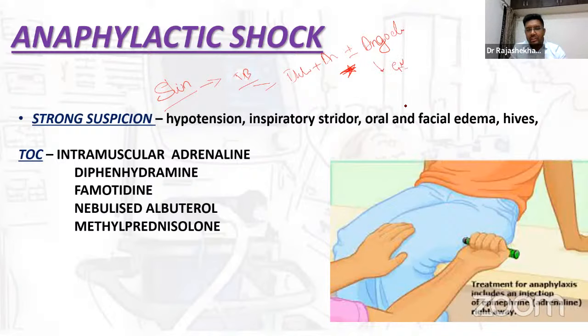Along with this, there are respiratory manifestations due to sudden severe bronchospasm, and severe vasodilatation due to sudden stimulation of the mast cells releasing vasodilator mediators, which can cause the patient to go into shock. So a strong suspicion of anaphylactic shock arises when hypotension occurs in the presence of sudden onset inspiratory stridor, oral or facial edema, or hives, that is, urticarial rashes.